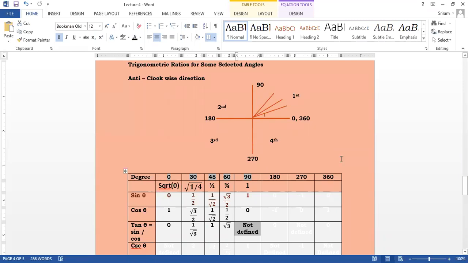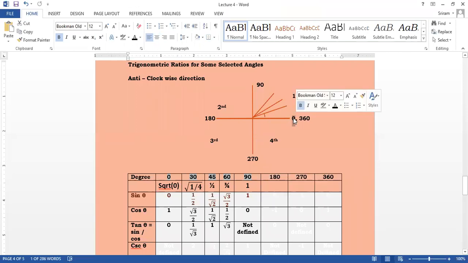How to find this table? Once you find sine, cos, tan, all the other values you can find automatically. If you remember the 3 values, you can move with other values. But first we need to know how to find the value of 180, 270 and 360. See, when I check 180, please listen to me carefully. 180 is opposite of 0.